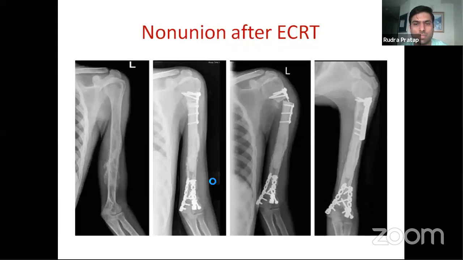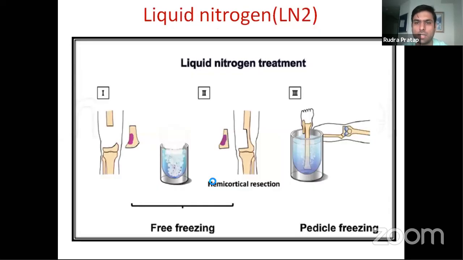The problem with this technique is there can be non-union or a fracture at the graft site. It has been managed well with freshening of the bone ends, bone grafting and replating.